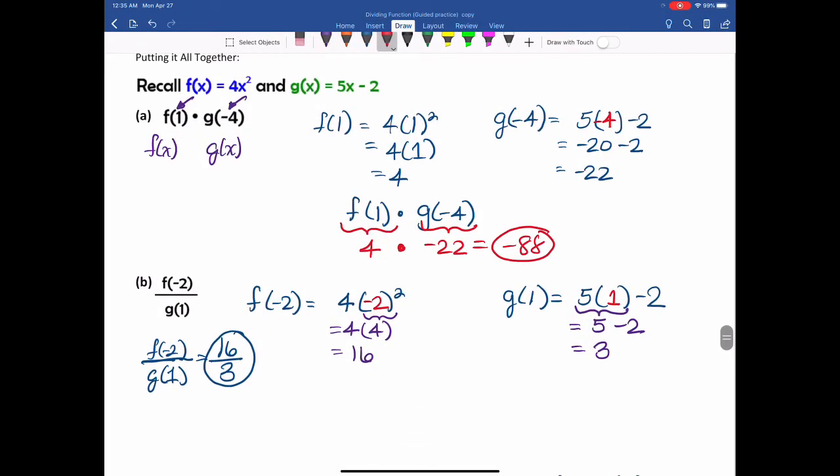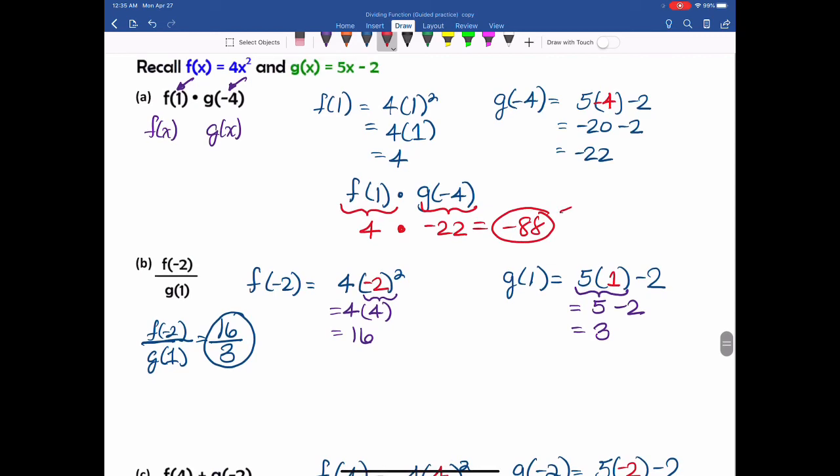So for the first one, for A, I ended up getting a value of negative 88 for that function. We're multiplying the f function of 1 times the g function of negative 4, and you ended up with negative 88. Notice how when I solved these, I evaluated those f functions and g functions separately, and then when I was finished with that, I multiplied them out. The f function of 1 was 4. The g function of negative 4 was negative 22. So 4 times negative 22 is negative 88.